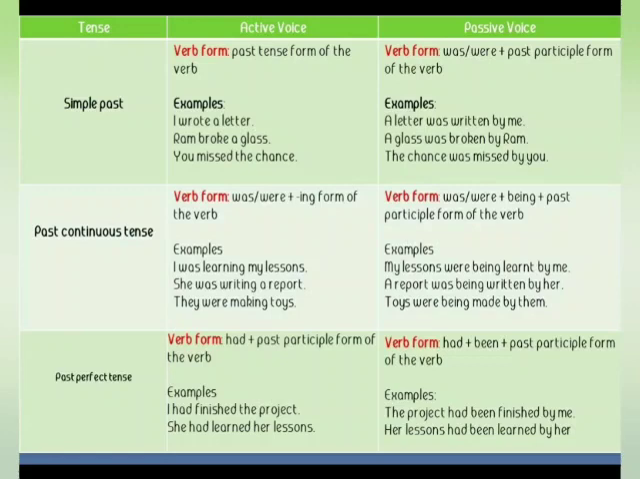Past perfect tense. I had finished the project. The project had been finished by me. She had learnt her lessons. Her lessons had been learnt by her.